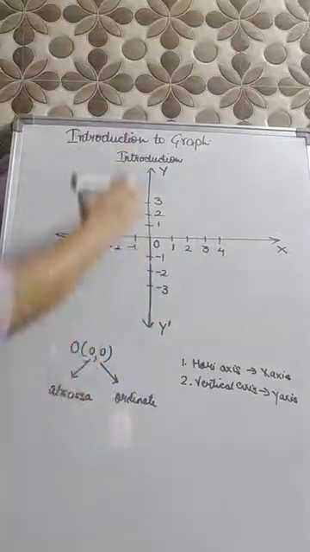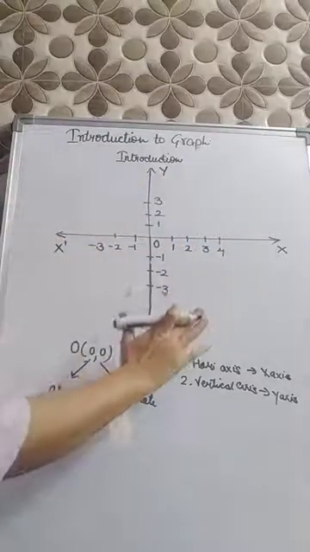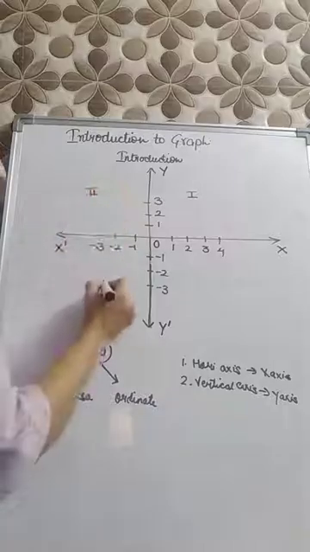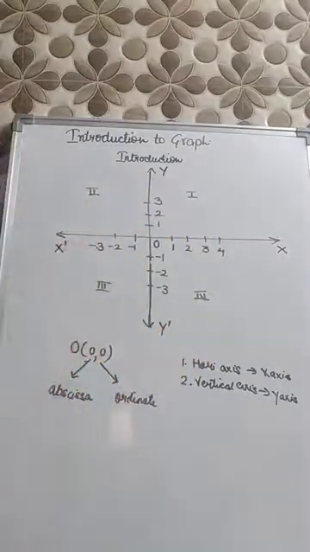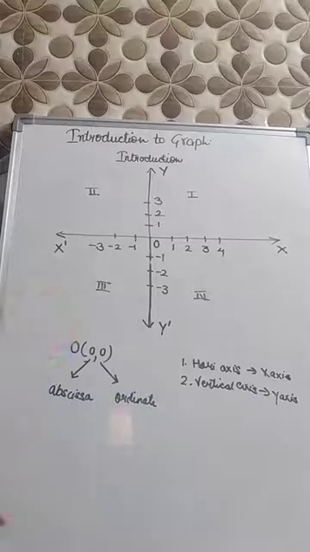Now, these two axes will divide your plane into four quadrants. This is your first quadrant, second quadrant, third quadrant, and this is your fourth quadrant. We have marked these quadrants in anti-clockwise direction. So we have drawn from the first, second, third, and then fourth.